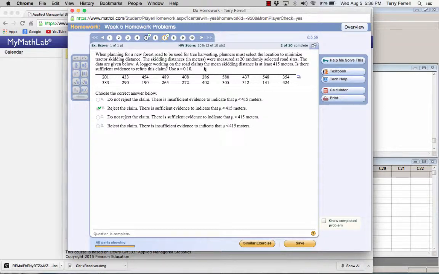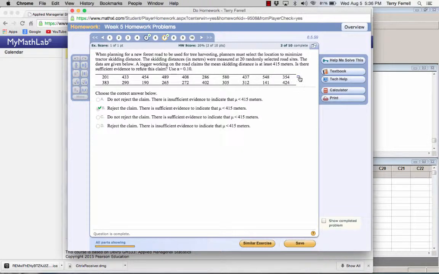The mean, so this is the claim, claims that the mean skidding distance is at least 450 meters. Well, at least means 415 or more, right? So the claim is mean is greater than or equal to 415. Y'all see that? So the claim is greater than or equal to 415. That means the alternative is less than 415. This one's just backwards because the null is the claim, and also the way they have the language here.